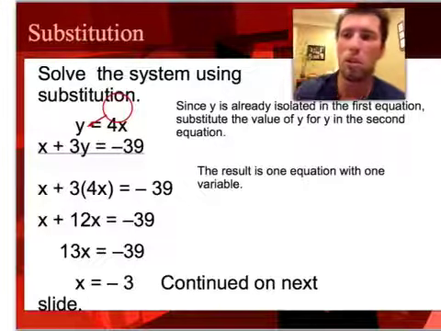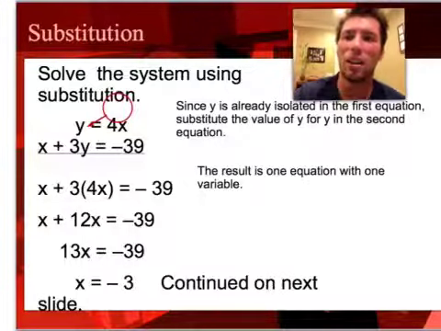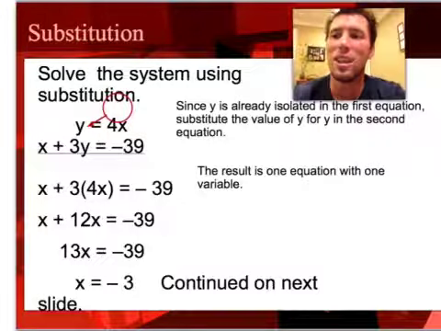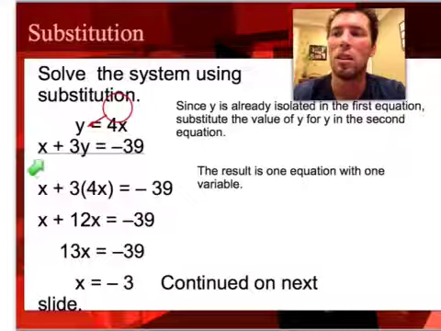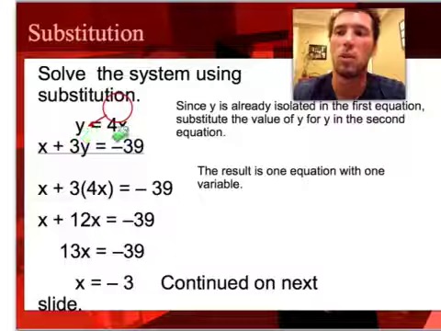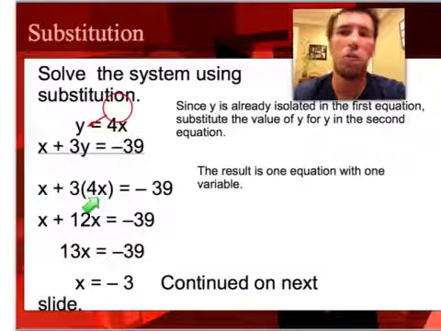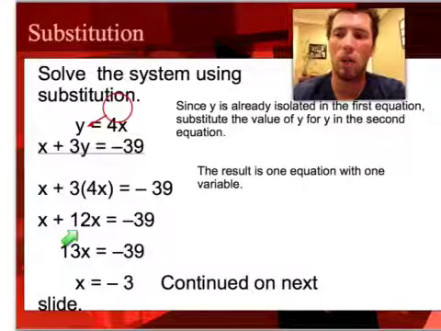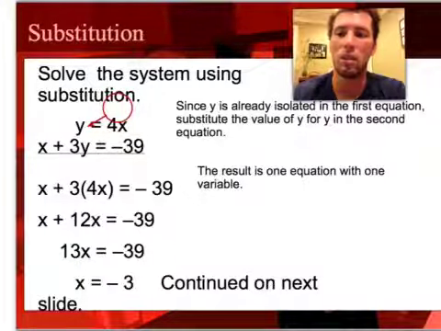And notice my circle's a little off. It says since y is already isolated in the first equation, substitute the value of y for y in the second equation. So basically, guys, let's take 4x and put it in for that y right there. So take this y out and put what y equals, which is 4x, in for that y. So you see that done right here. So we use the second equation, and when you see the y value, you plug in 4x. Simple as that. And so you see how they finally go in and they put 12x, 13x, divide both sides by 13, you get negative 3. Alright, let's go to the next slide.